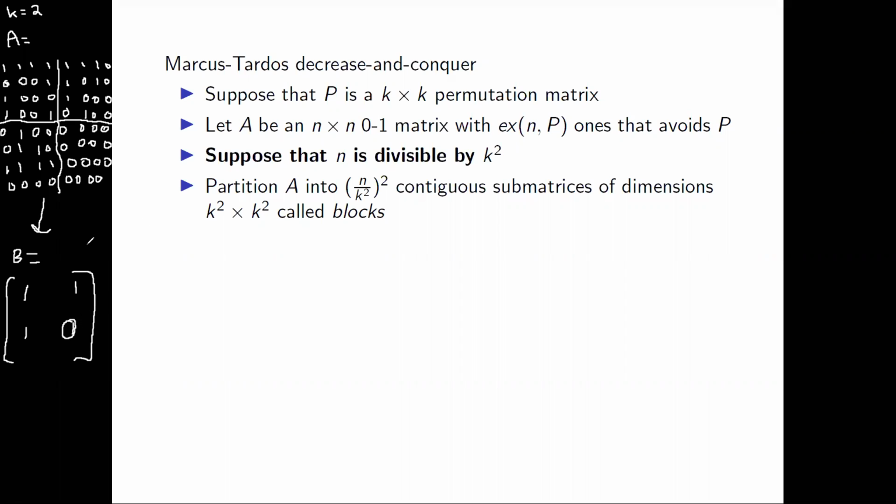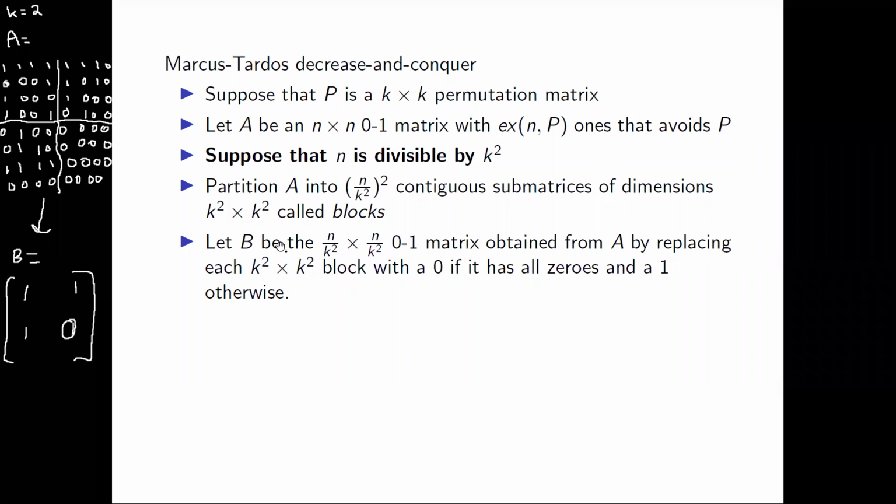So this would be an example of the map which I define in this next bullet. So B is the n over k squared by n over k squared 0 1 matrix. So in this case, k equals 2, n was 8. So n over k squared is 2. So B is 2 by 2. It's a 0 1 matrix obtained from A by replacing each of those blocks that we got with a 0 if it's an all 0 block and a 1 otherwise.